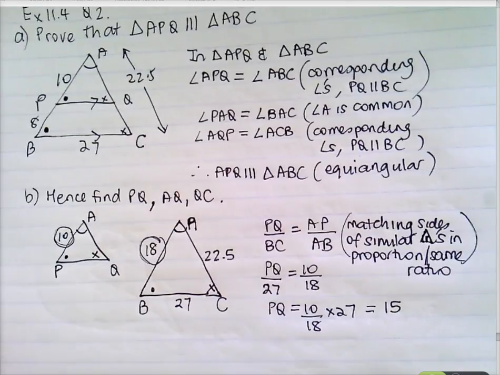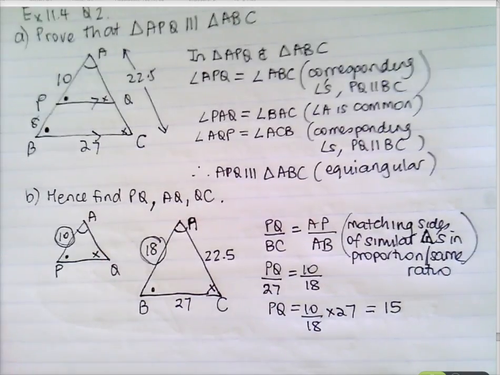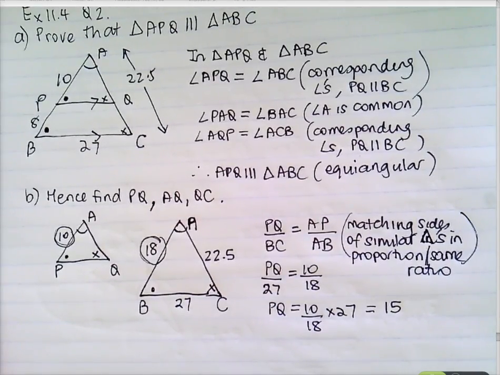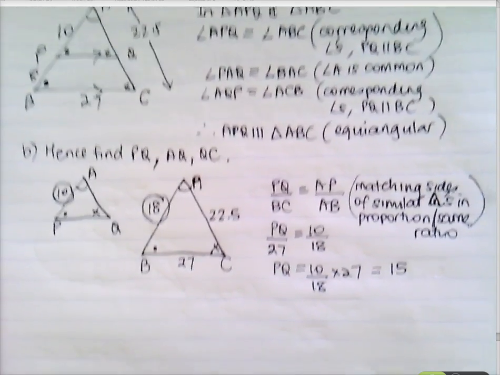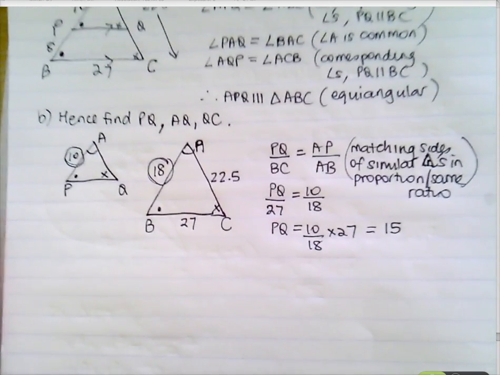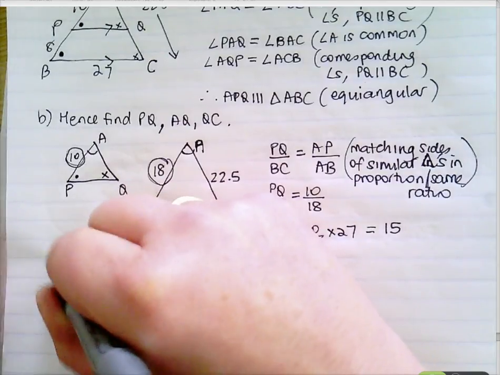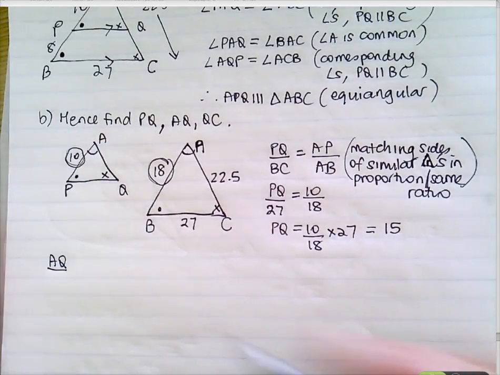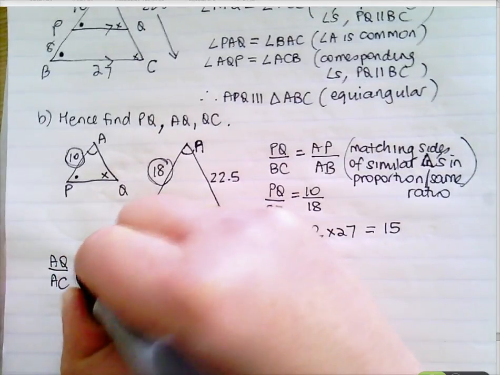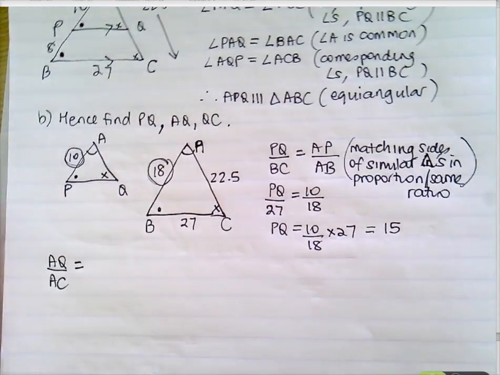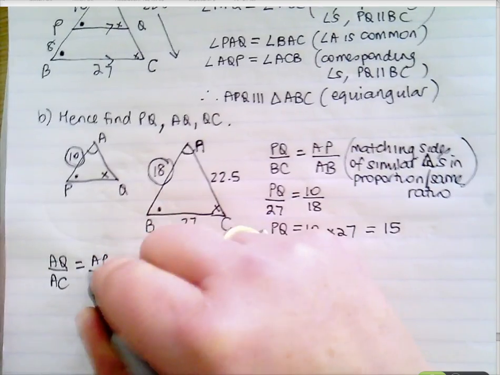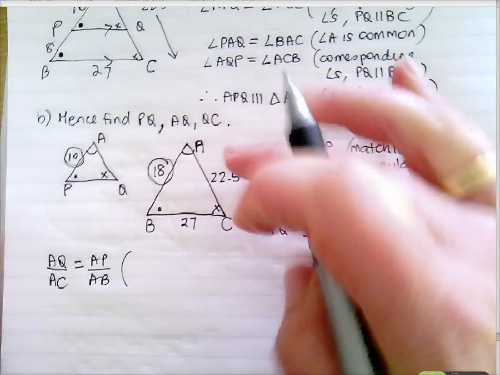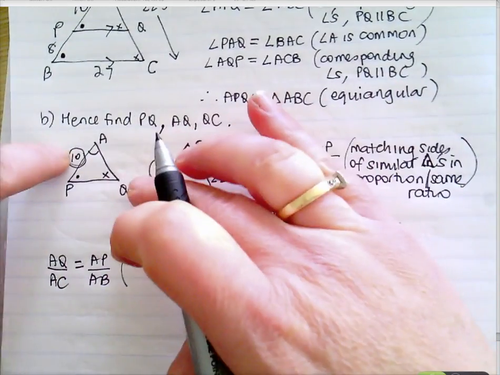Now AQ. AQ matches with which one? Same process. So girls, notice I've drawn them. AQ matches with which one? AC. Yeah, AC. AQ over AC is equal to, you can just do the same two again, AP over AB.